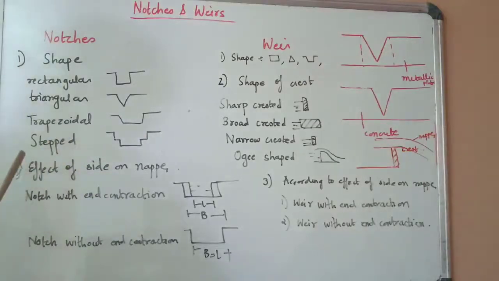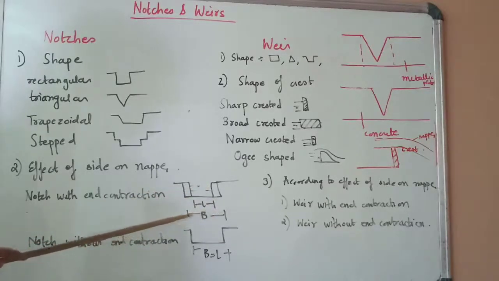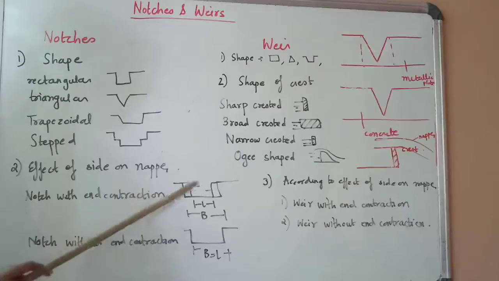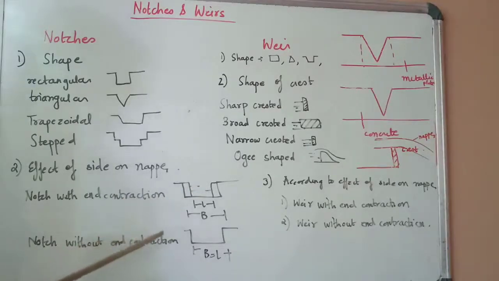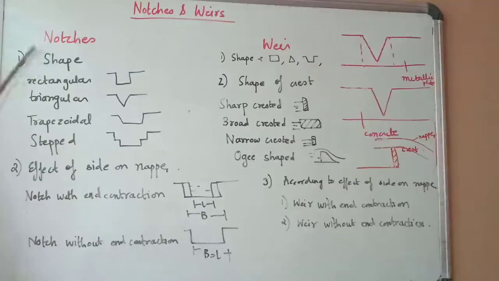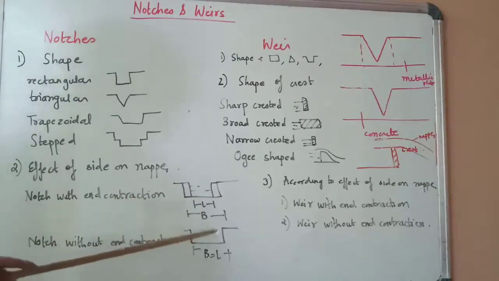The second classification is the effect of side on the nappe. If water is coming, what is the effect of the sides? A notch with end contraction means the ends will be contracted, so that the total width of the channel is B, but the water flowing through is only L. Notch without end contraction means the water flows through the entire width of the channel, so B is equal to L. This is the classification of notches based on shape and on the effect of side on the nappe.